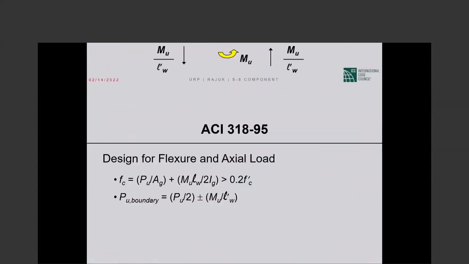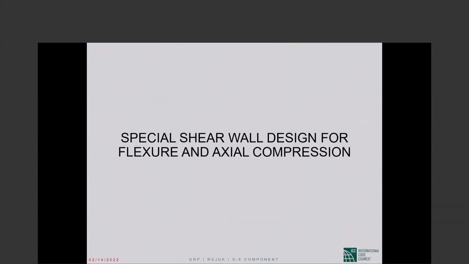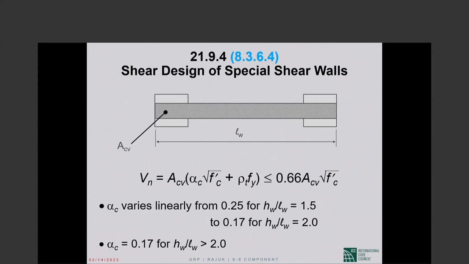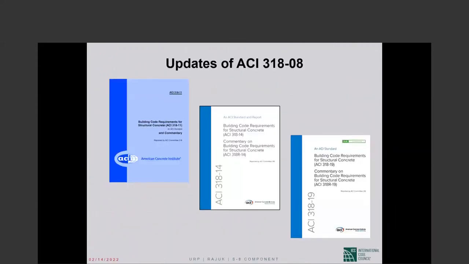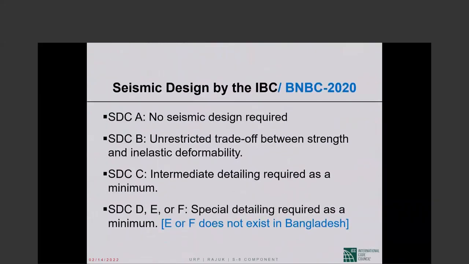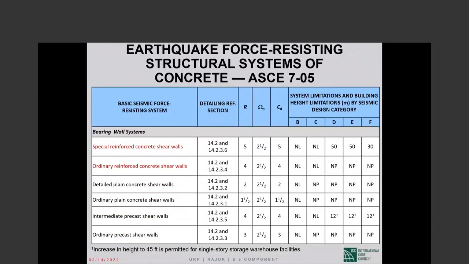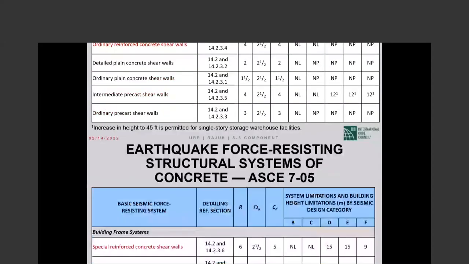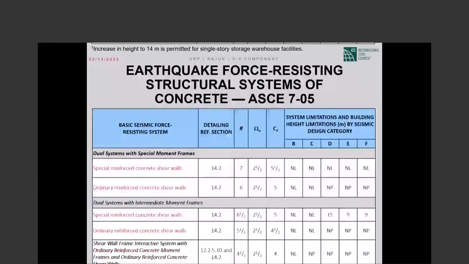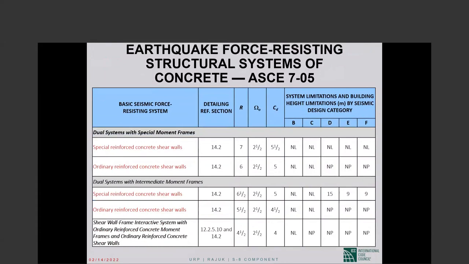What's the question again? The last part I didn't quite catch. If I choose a dual system comprising intermediate moment resisting frames with special or ordinary shear walls, and the seismic design category is D, how should we detail frames and shear walls? Should we follow special detailing for frames and shear walls?